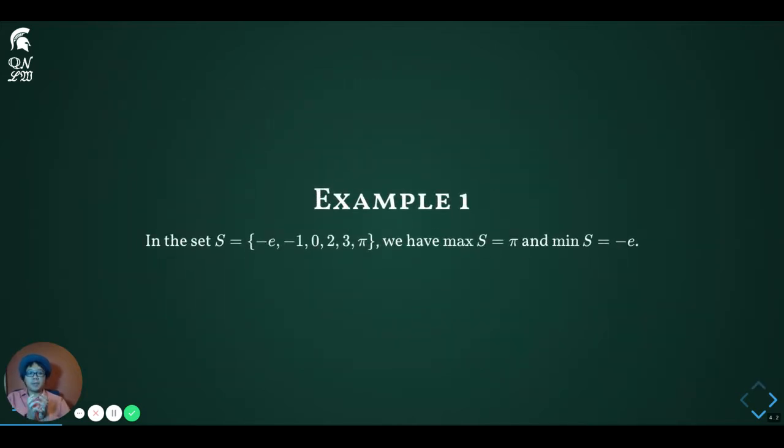Let's talk about some examples. Given the set S containing negative e, negative 1, 0, 2, 3, and pi, the maximum of S is pi, since it is approximately 3.14 and bigger than all other elements. The minimum is negative e, which is around negative 2.8. Note that for our ordering, the minimum is the most negative number and not the one with the smallest absolute value.